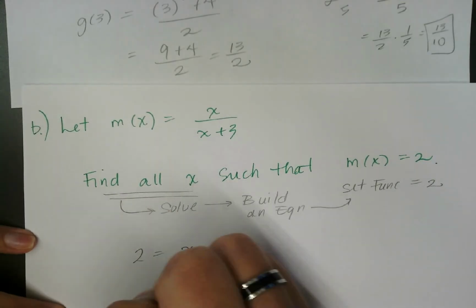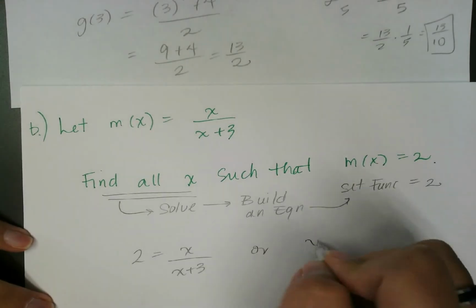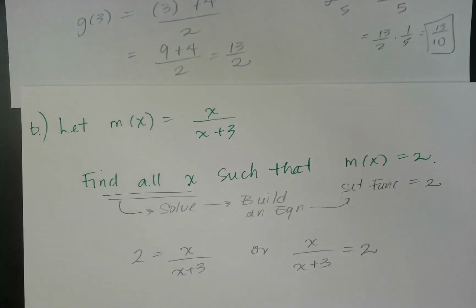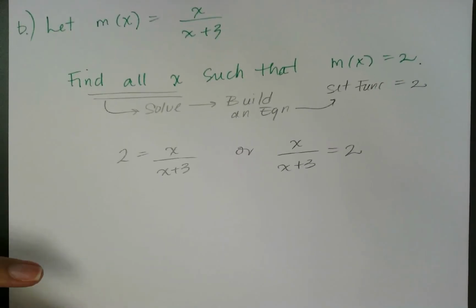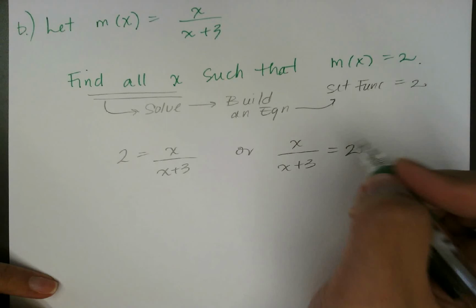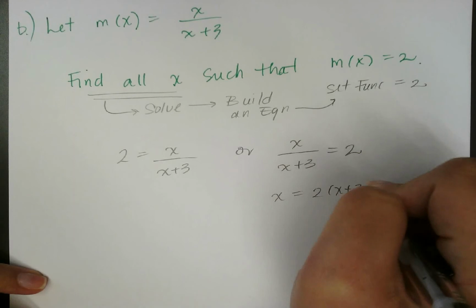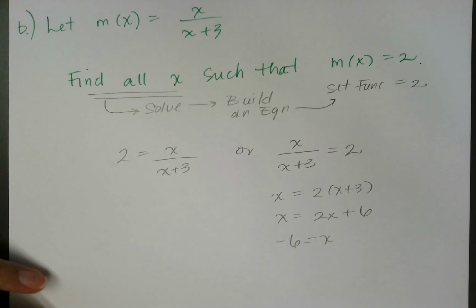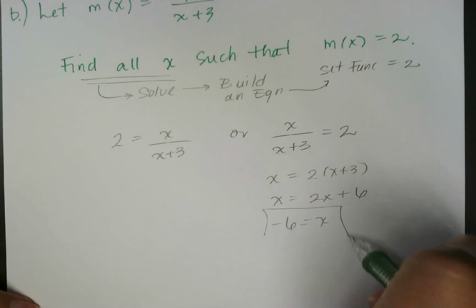2 equals x over x plus 3. I don't care how you write it, whatever you want to do. Either way, you're setting the whole thing equal to 2. Okay? And you're solving. You're finding all the x's that make this a true statement. It doesn't matter what you work with, but you're going to clear fractions because it's not an inequality. It's an equation. So I'm going to work over here. x equals 2 times x plus 3. You guys get negative 6. So there's your answer. x equals negative 6.